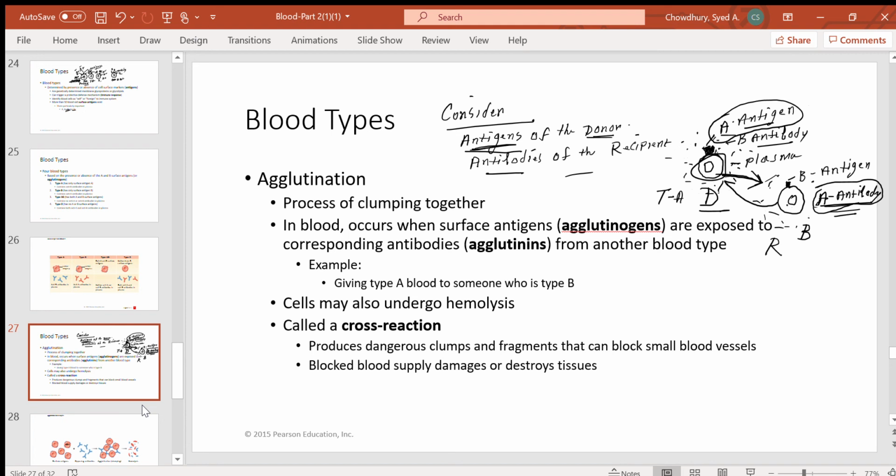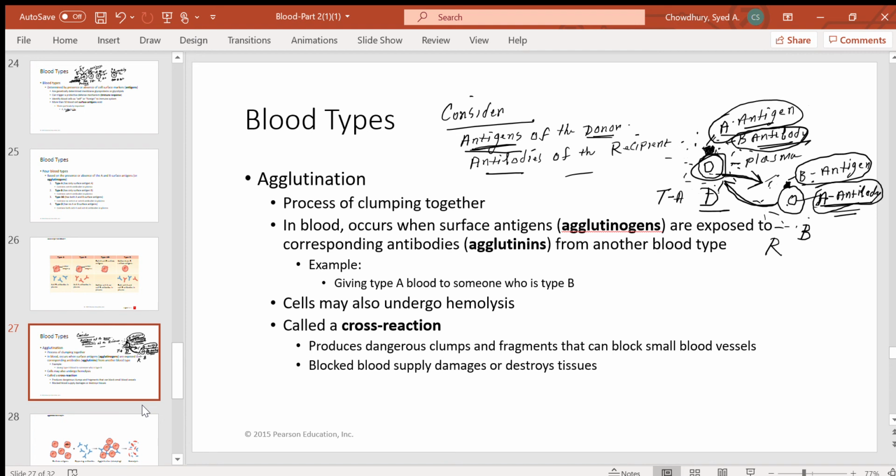Okay, same thing will happen if this is the donor and this is the recipient. If this B person gives blood to A, then the donor's antigen on the red blood cell surface is B, and in this plasma you have B antibody. So when this blood enters, this antibody will bind with this antigen and will destroy the red blood cell.